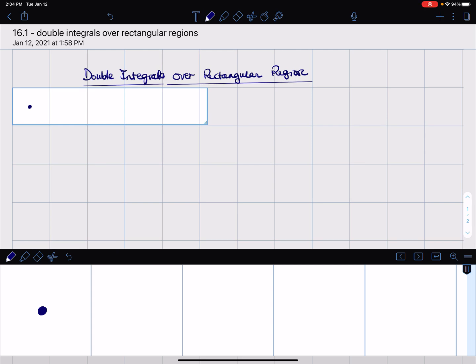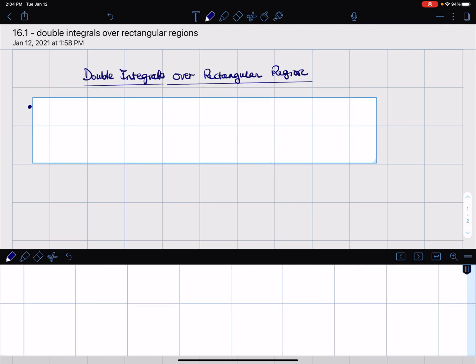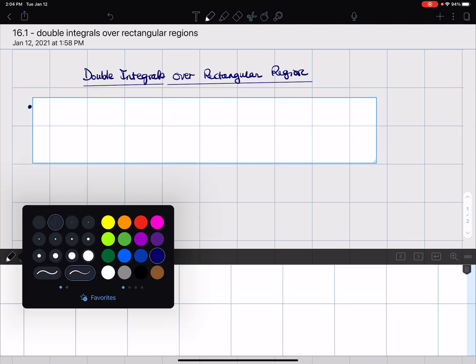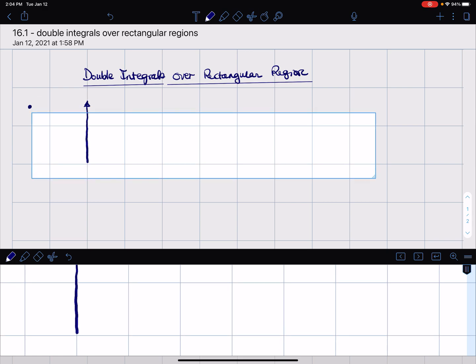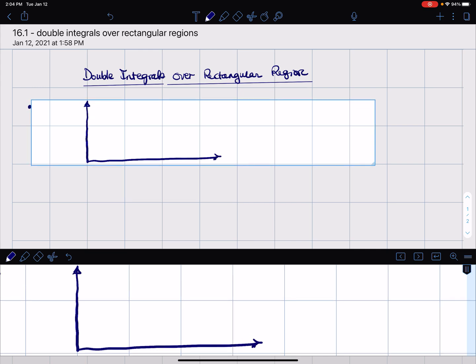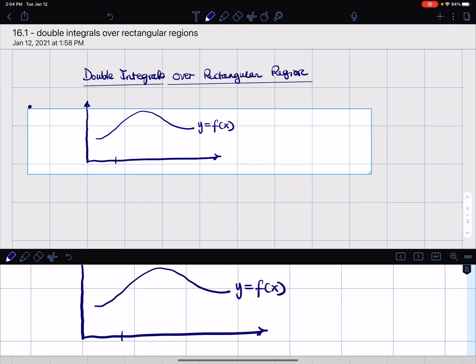In Calc 1, you learned to find the area under a curve. For instance, we have a function like this. Say this is your function, so this is y equals f of x, and you want to find the area under the curve from the point A to the point B.